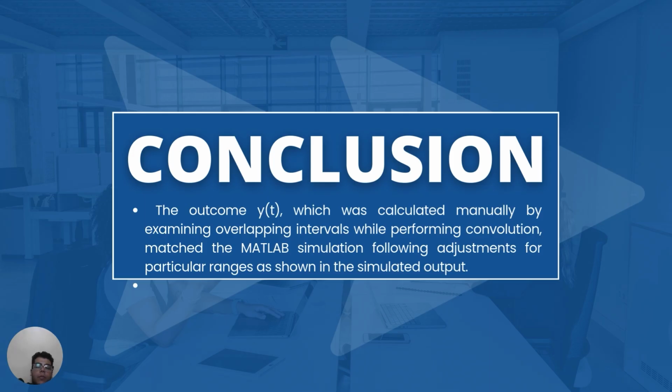As we saw from my friends, the relationship between x(t) and h(t) illustrates the gradual modification of one signal by another. And y(t), which is calculated manually by examining overlapping intervals while performing convolution, matched exactly the MATLAB simulation, following adjustments for particular ranges as shown in the simulated output. And that's it for our group.